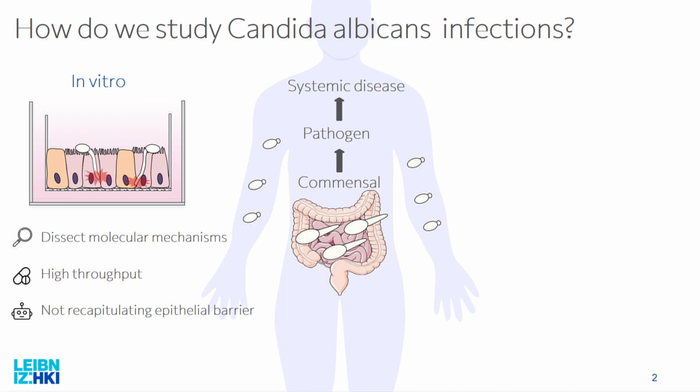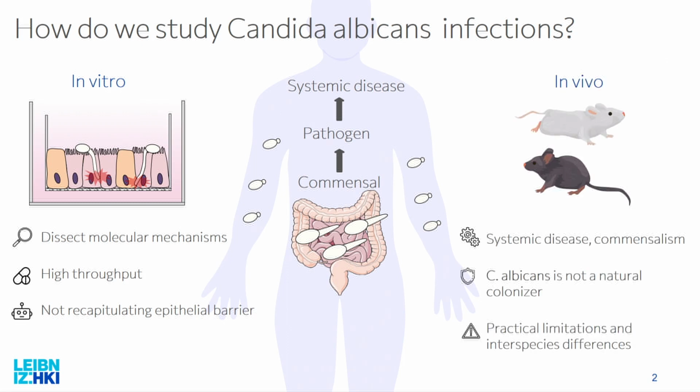So for more relevance in our field, we tend to use mice, which are great to study the systemic disease, and also commensalism, because these animals have features, like humans, that allow them to keep Candida albicans as a commensal. They have the microbiota, they have the immune system, they have a tight epithelial barrier, but they have the main problem that Candida albicans is not a natural colonizer. We have Candida albicans since birth, and this is not the case of mice. We have to force this colonization, which already comes with altering the system.